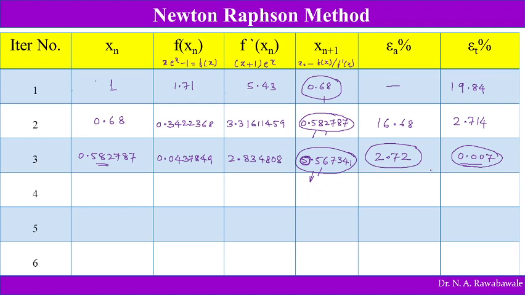But we are going to stop here, as the true error has reduced to below 0.5%, which is a very small error. So this can be accepted as the root of the equation. So we stop here, and a few more numericals we will be solving on the Newton Raphson method in the next lecture.